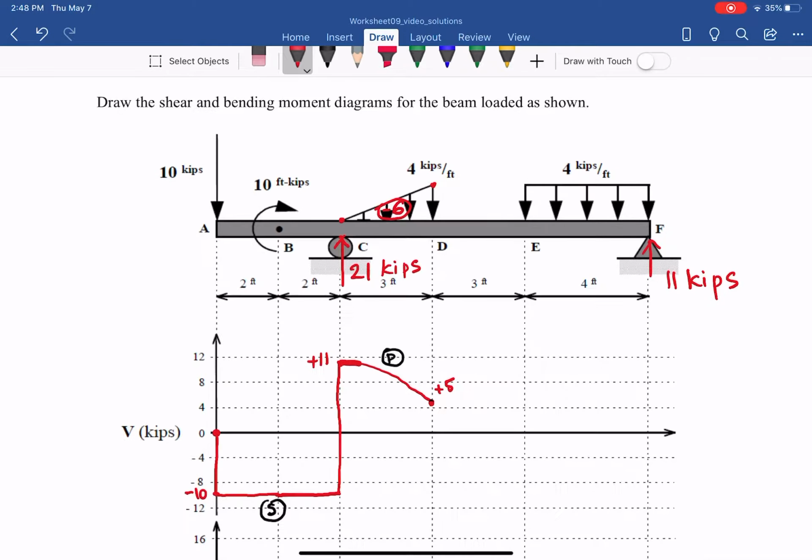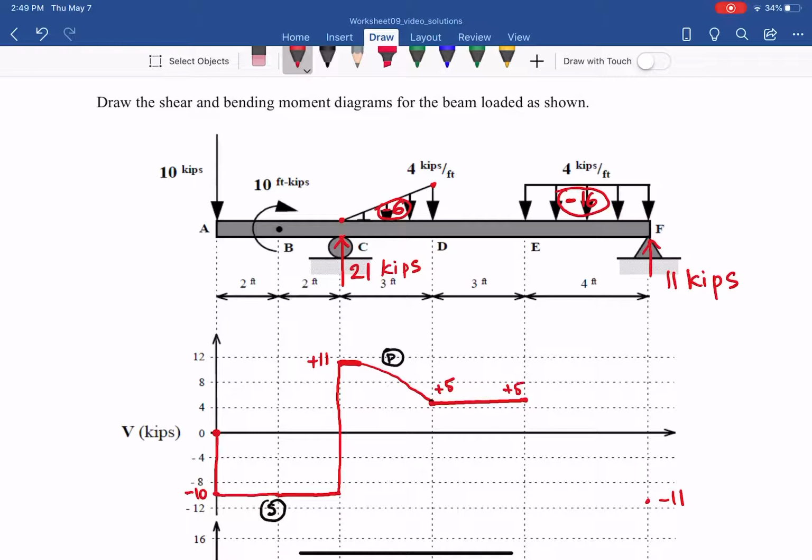Then between D and E, the area under the load curve is nothing, so the shear remains unchanged because there is no load there. It remains unchanged, still plus 5 kips. Next, the area under the load curve for the uniform distributed load is 4 times 4 equals 16, going down, so it will be negative 16 for the area under the load curve. So 5 going down by 16 gets us to negative 11 kips, to get the change of 16.